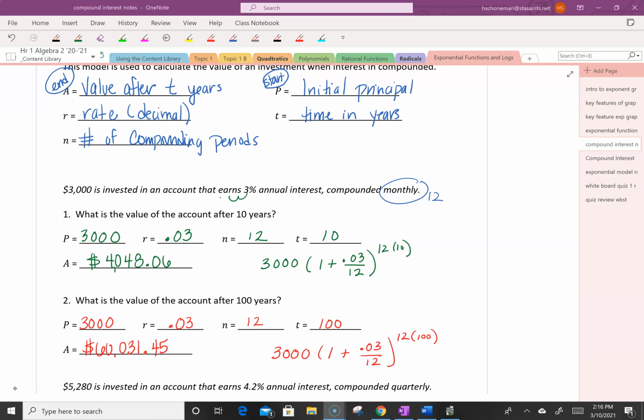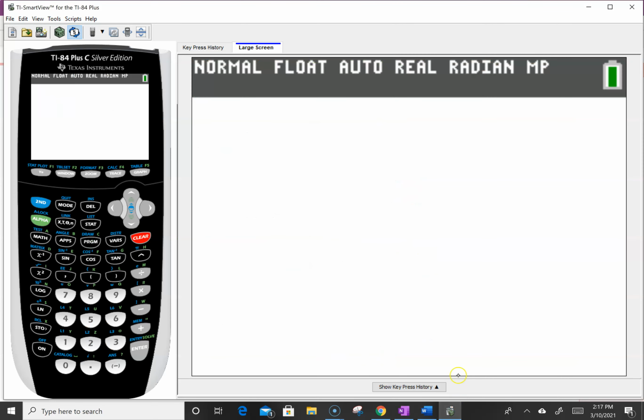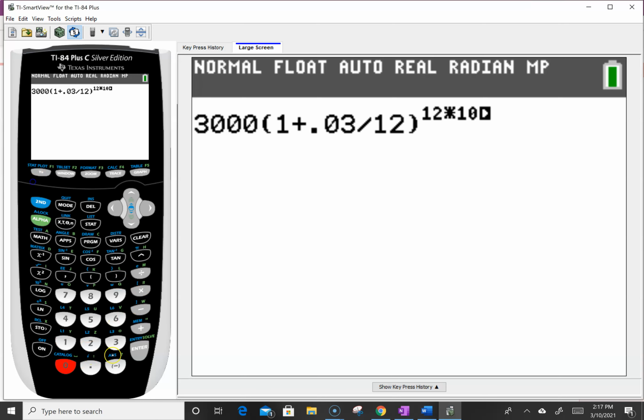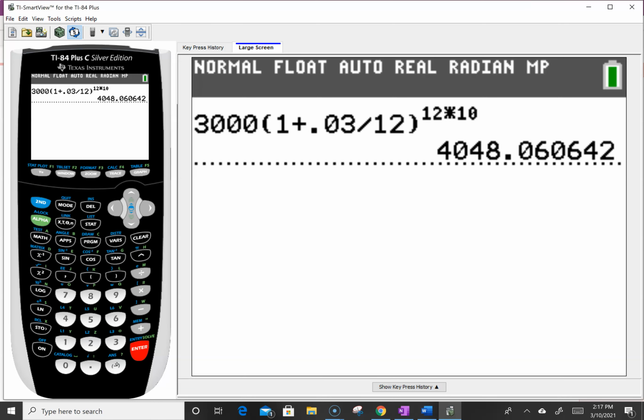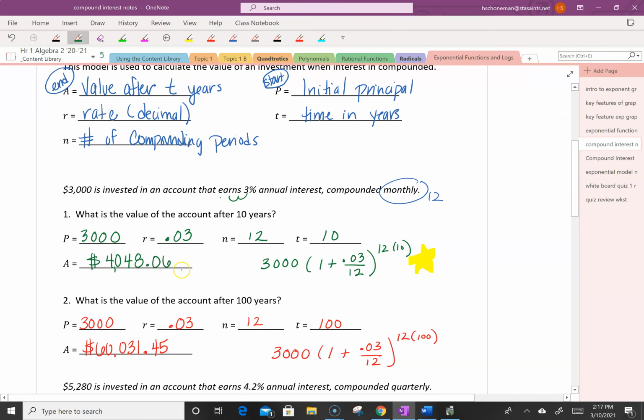So let's go back and look at number 1, and we are going to try and enter this equation into our calculator, but not doing it in steps, doing it all at one time. So in our calculator, we're going to do 3,000 parentheses 1 plus, and then the rate is 0.03 divided by n, which is the number of compounding periods. This time it was 12. And then this is all raised to the 12 times 10 power. And we hit enter, and there's our answer. And remember, we're rounding to the nearest hundredth, and you can see that is what we got.